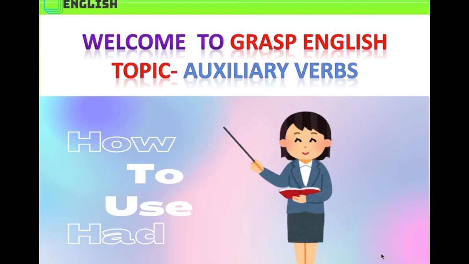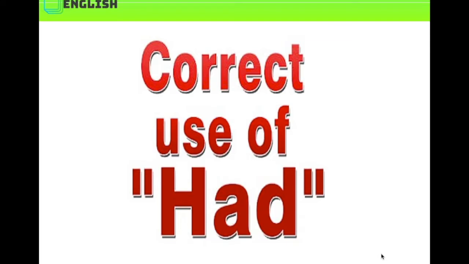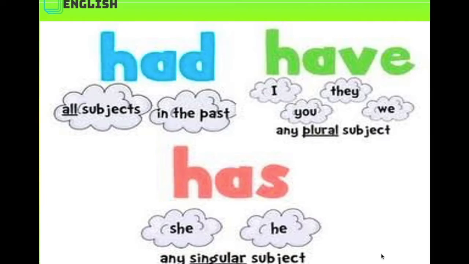So let's learn now the next auxiliary verb, which is how to use had. We are going to learn here the correct use of had. Had is used with all subjects in the past. Had means that all subjects are in the past.